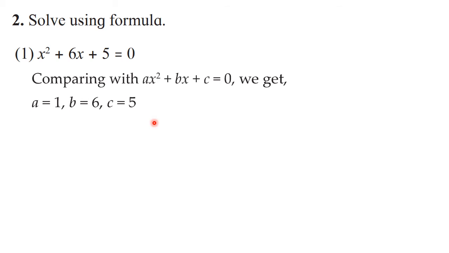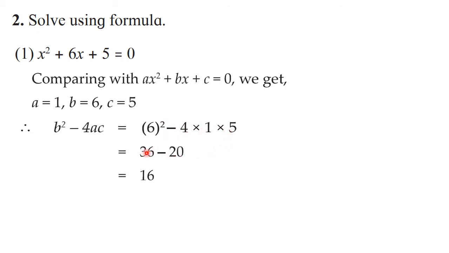Now the next step. After writing these values, you have to find out the value of b square minus 4ac, the term which is present under the root. We are going to find that first. B square minus 4ac, so 6 square minus 4 into 1 into 5, because b is 6 here, a is 1 and c is 5. So let us solve now. 6 square is 36, and 4 into 1 into 5 is going to give us 20. So 36 minus 20, the answer is 16. See, we got a positive value here.